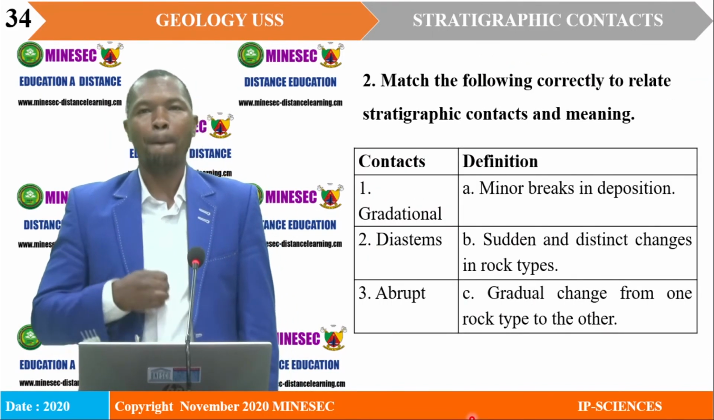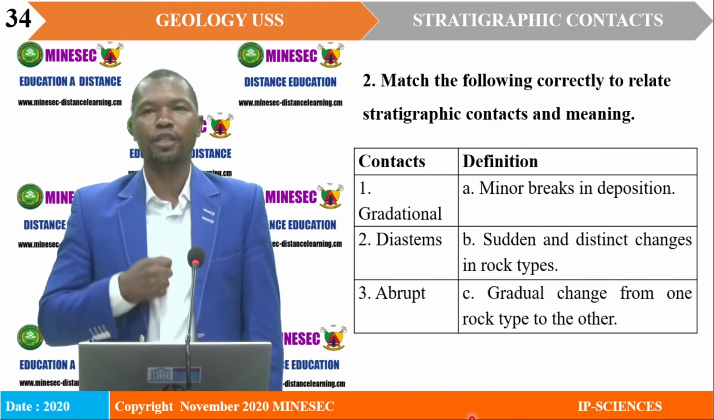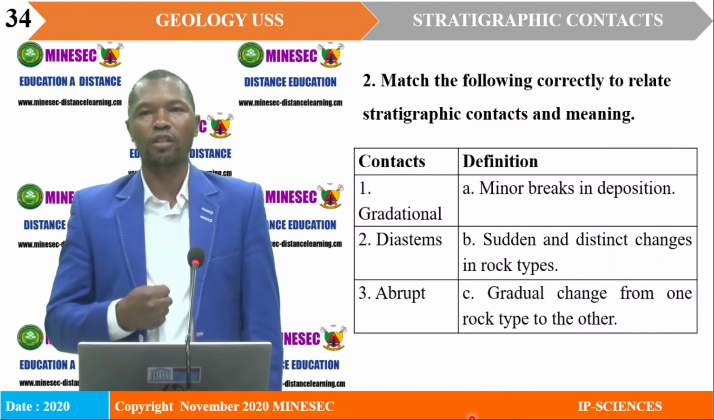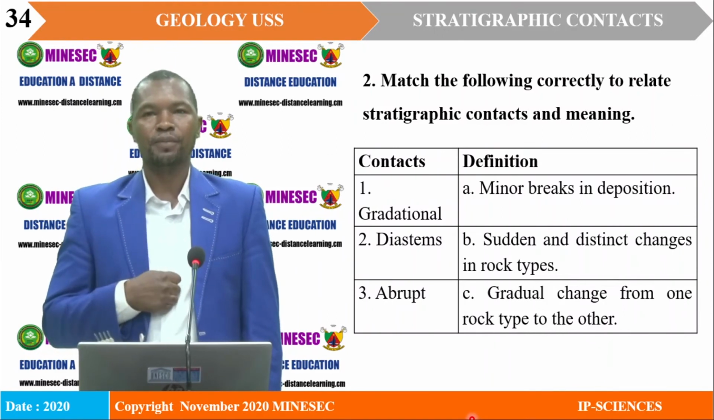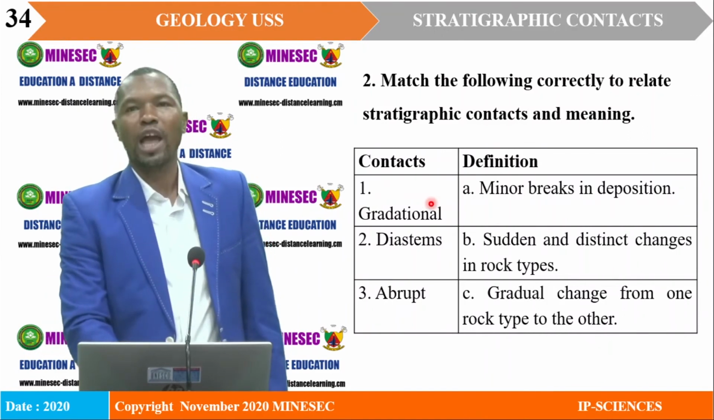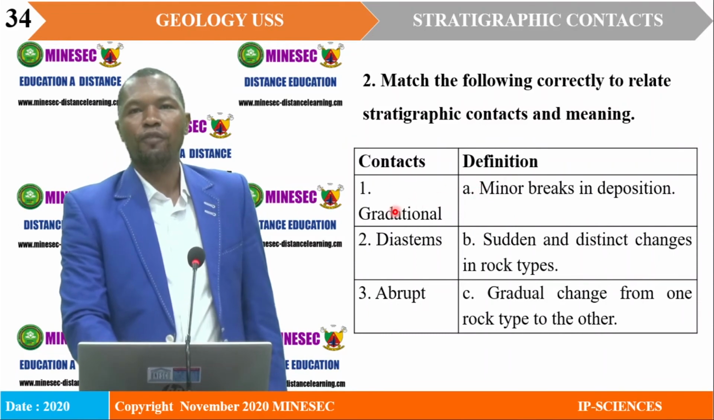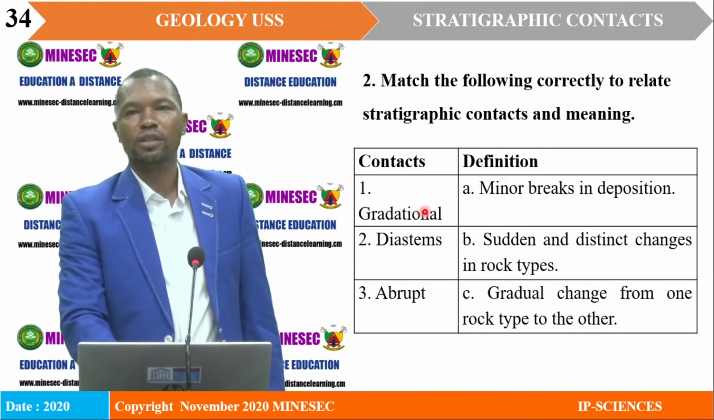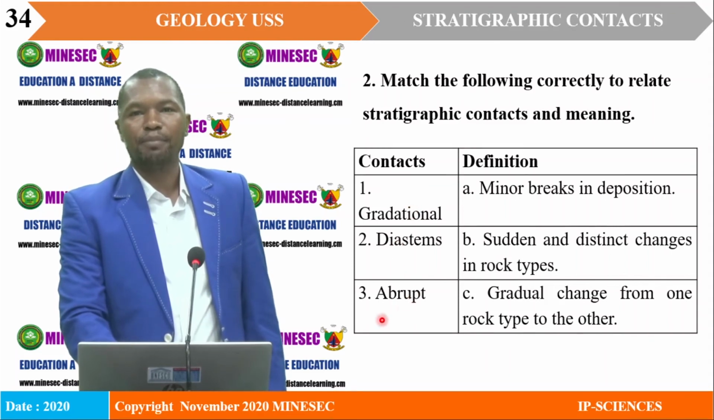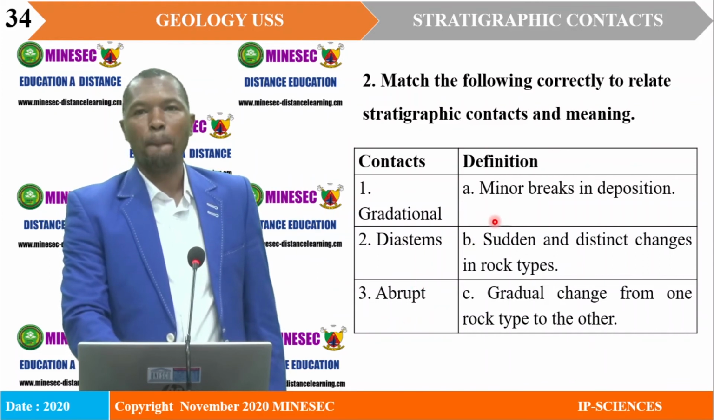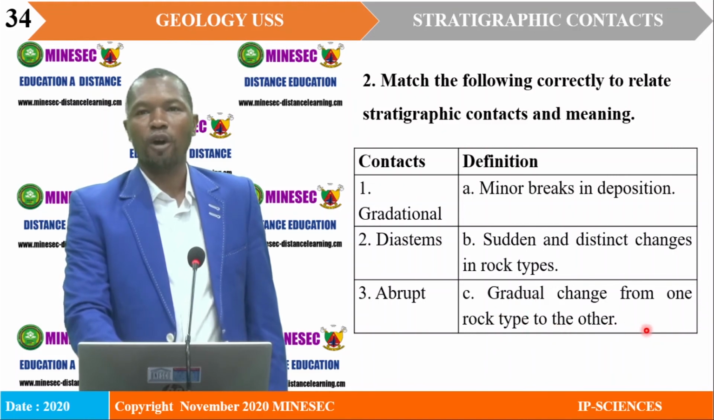Exercise number two. Match the following correctly to relate stratigraphic contacts and their meaning. On the table, we have contacts and we have definitions. The first is graduational contact. The second is distant. Then the third is abrupt contacts. The definitions: A, minor breaks in deposition. B, sudden and distinct change in rock layers. Then C, graduational change from one rock type to the other.